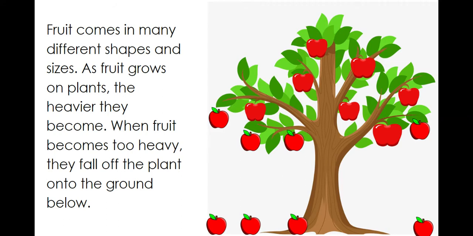Fruit comes in many different shapes and sizes. As fruit grows on plants, the heavier they become. When fruit becomes too heavy, they fall off the plant and onto the ground.